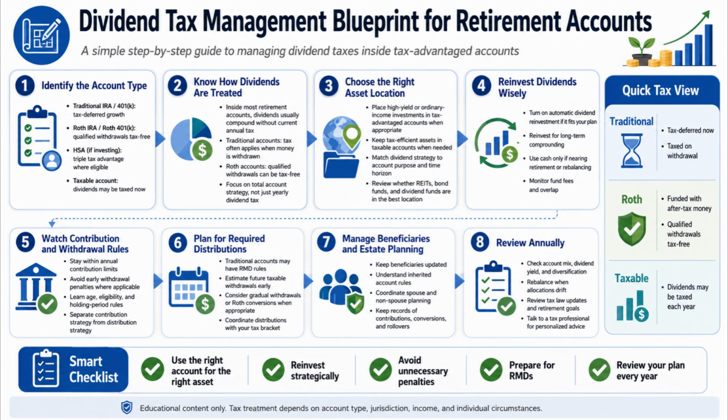Finally, review your plan every year. Your account mix, dividend yield, asset allocation, tax laws, income level, and retirement goals can all change over time. A strategy that works today may not be the best strategy later. Therefore, checking your portfolio annually can help you rebalance, reduce mistakes, and stay aligned with your long-term goals.